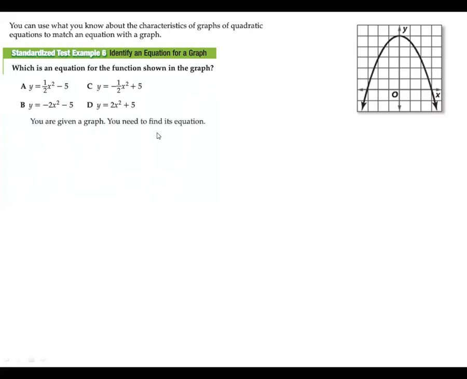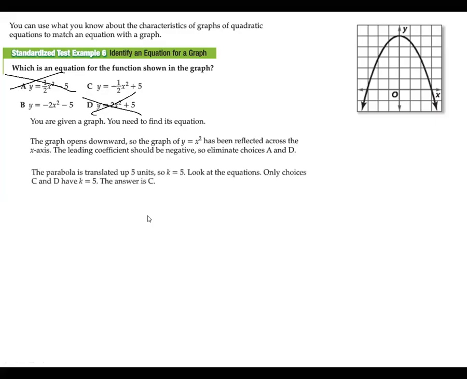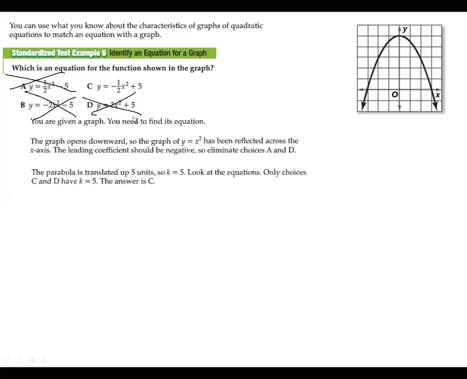So you're given the graph, you need to find its equation. The graph opens downward, so the x squared has been reflected across the x-axis, and the leading coefficient should be negative. So we can cross off those 2 because those 2 would open upward because their leading coefficients are positive. Also, you know the graph has been shifted up 5 units, so you know you have to add 5 to the x squared, which would eliminate choice B. So the only one that's possible is choice C, -1/2 x squared plus 5. Okay?